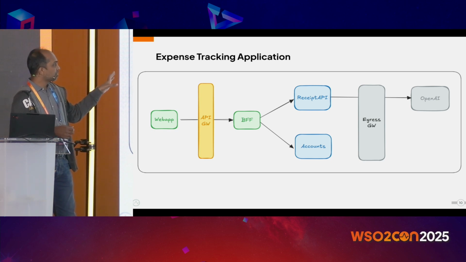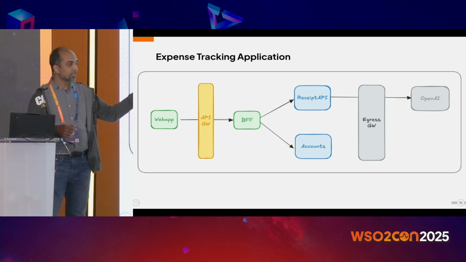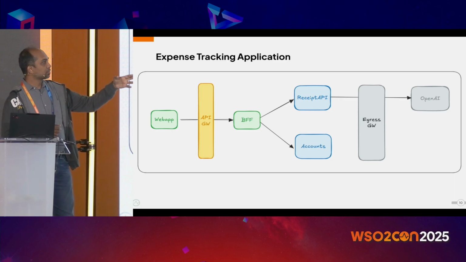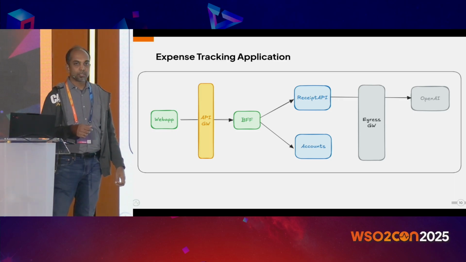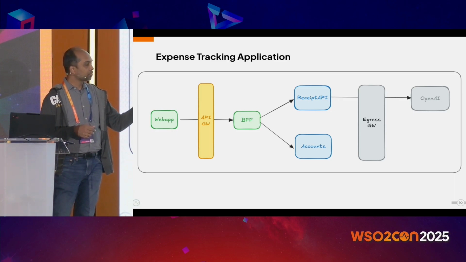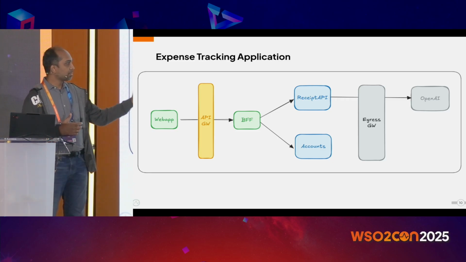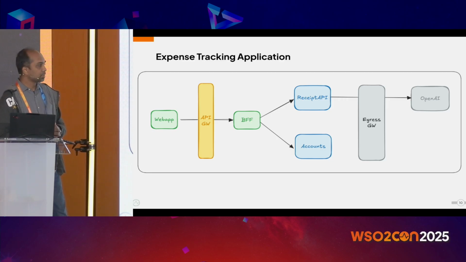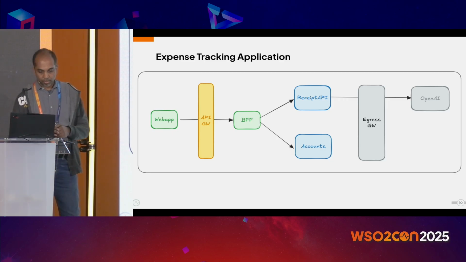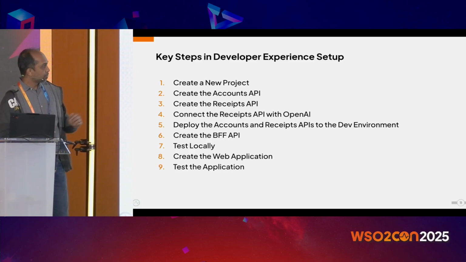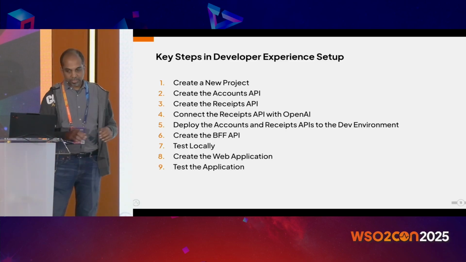So you have the web app, which is a React-based application, and then you have a BFF API. And then you have the receipt API, which will actually talk to the OpenAI API to get the receipt image converted to data. And then we have an accounts API where we store the expense details. Okay, so these are the steps we need to do to get that working.